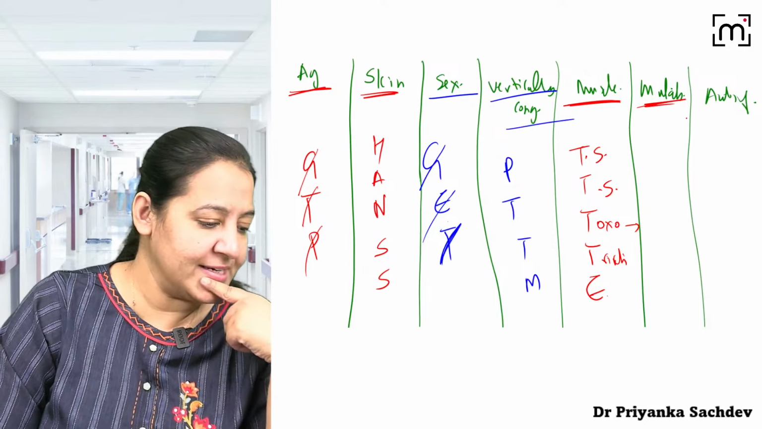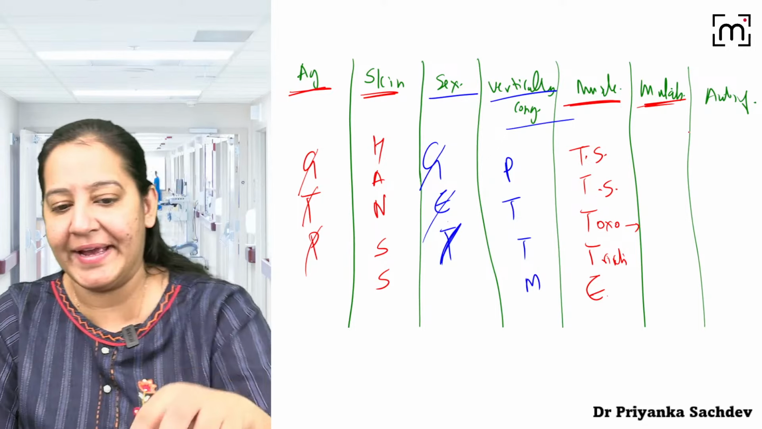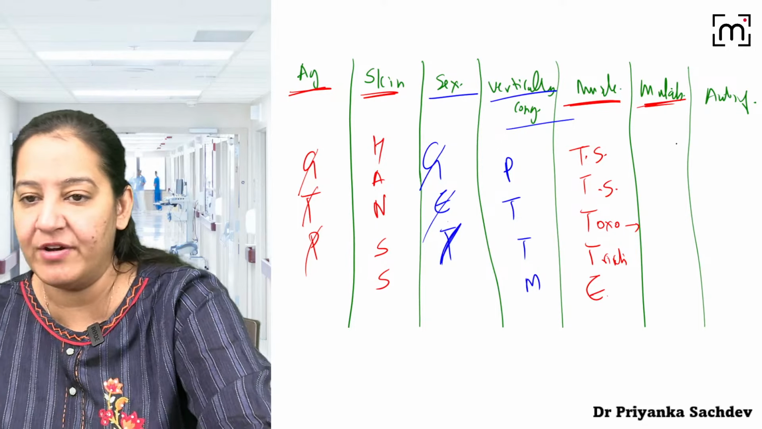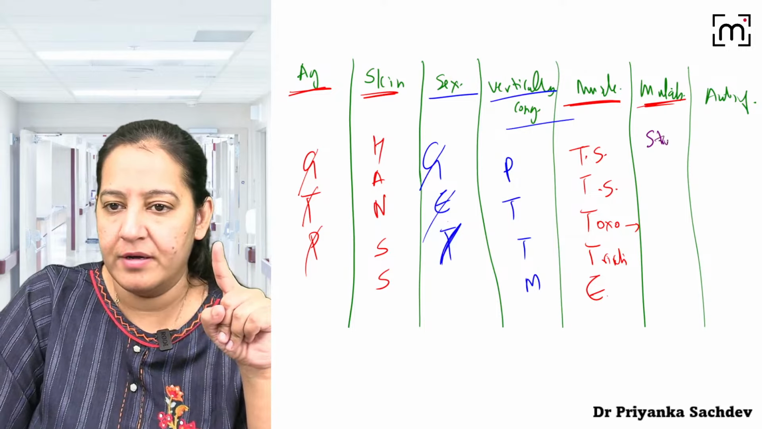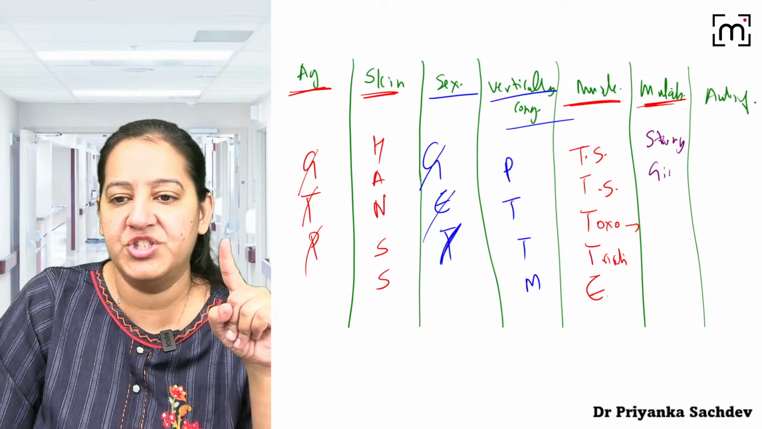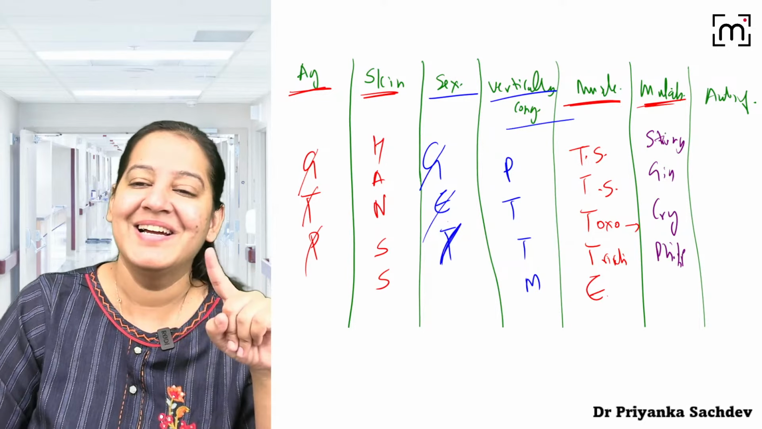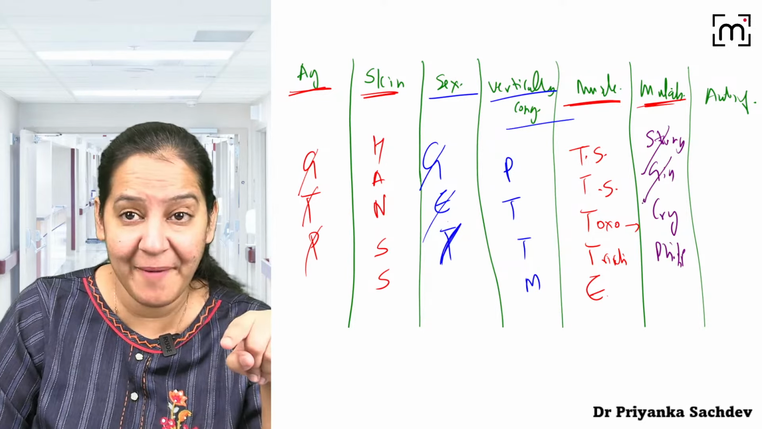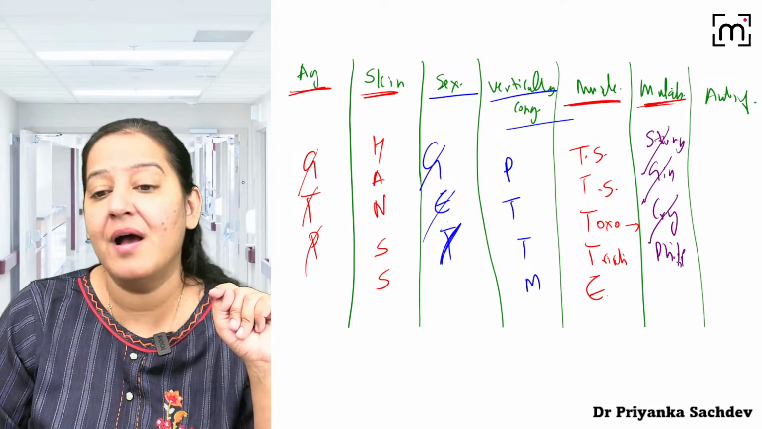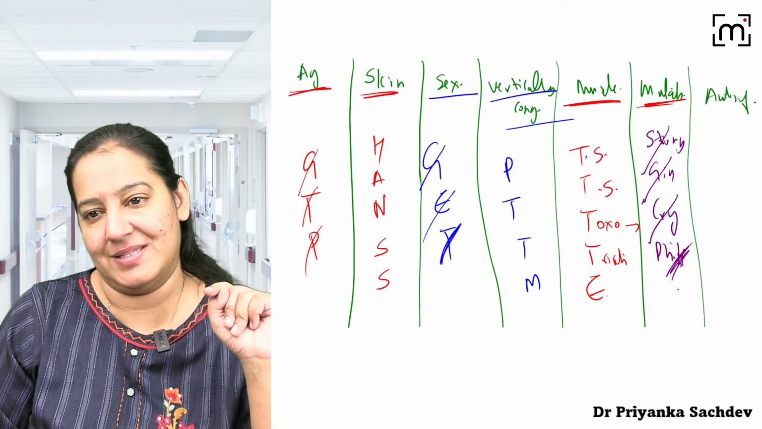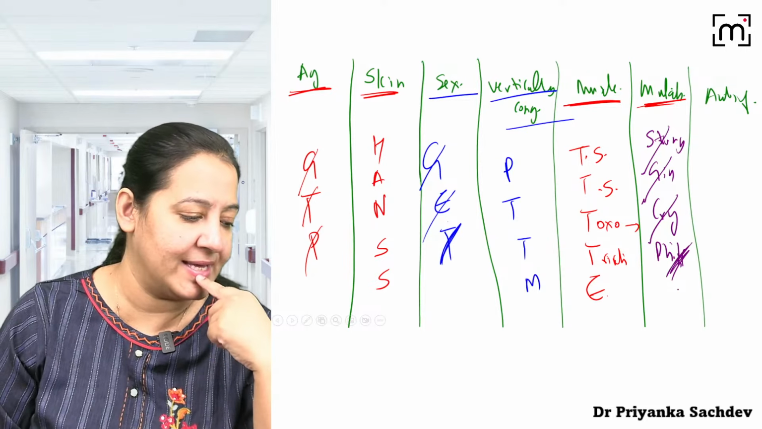Malabsorption, how many parasites cause malabsorption? What was the mnemonic? Can you help me in writing the mnemonic, any one of you? Strong Gia, cry for Philip, you know now, right? Strongyloides, Giardia, Cryptosporidium and Capillaria philippinensis. So they cause malabsorption, I guess, right?